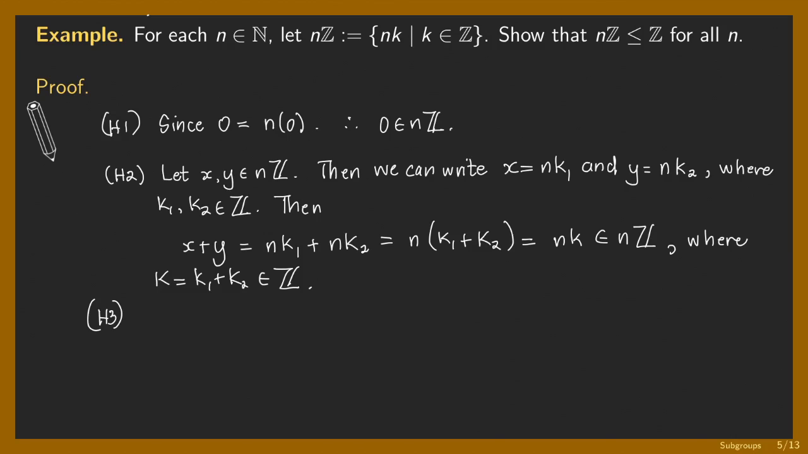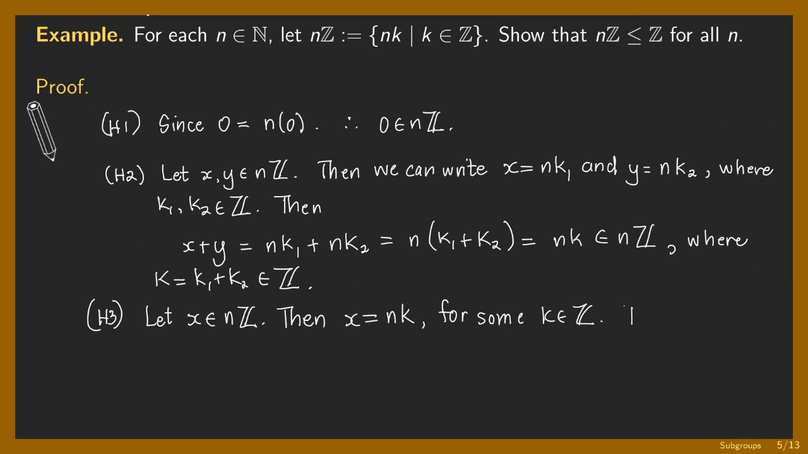Last but not the least, we check for inverses. I mean inverses of elements in nZ. Now take note that inverses in this group mean the additive inverse because this group is additive in nature. So let's take an arbitrary x in nZ. Again, we may write x as n times k for some k in Z. There's no need to use k1 or k2 here because we only have one element to consider. In our mind, we wanted to show that the negative of x is still in nZ.